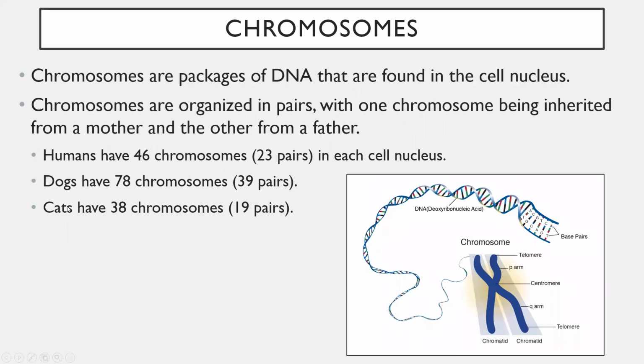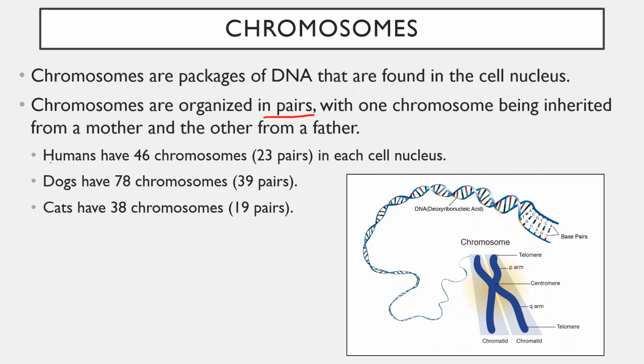Now, chromosomes. Chromosomes are packages of DNA, so like there are a lot of DNA strands all strung together in a chromosome. So chromosomes are packages of DNA that are found in the cell nucleus. Chromosomes are organized in pairs, right? So they don't just exist on their own. Well, they do, but they really organize themselves into pairs. But with one chromosome being inherited from your mother, and the other is from your father.